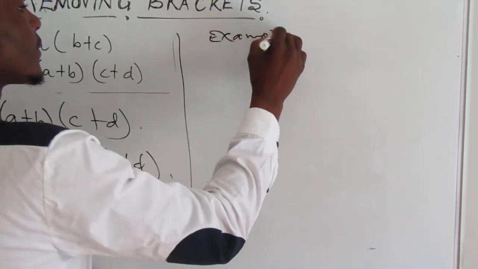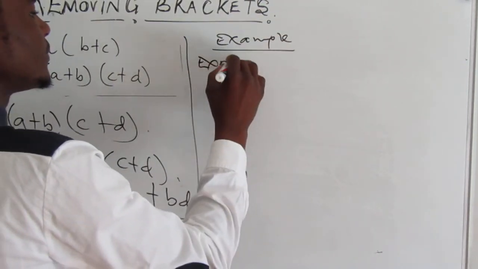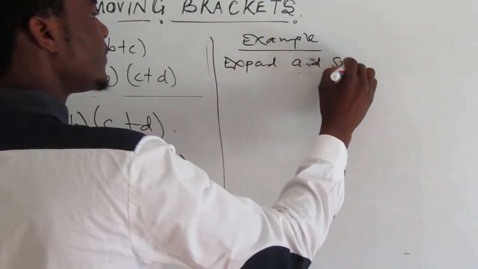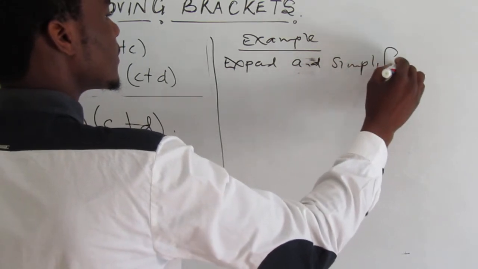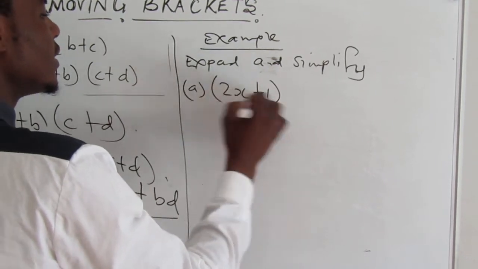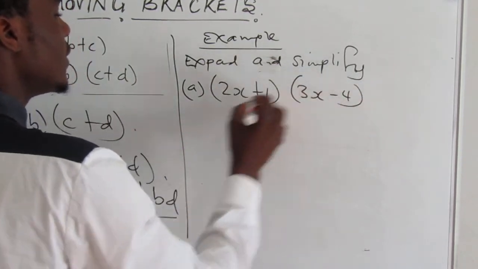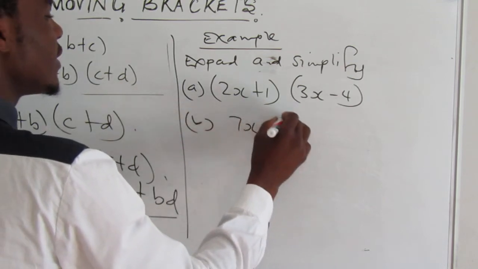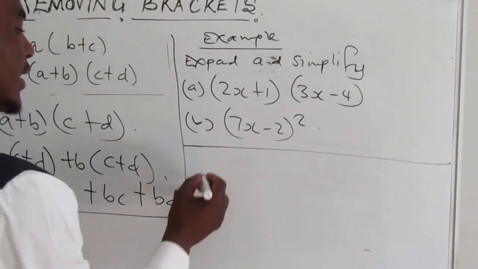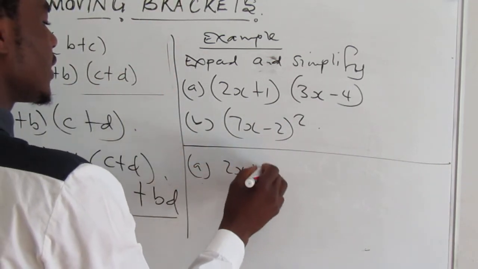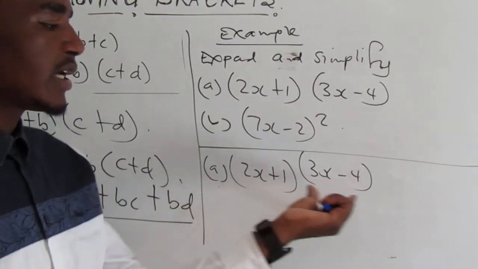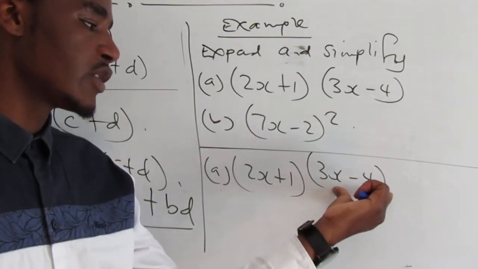Example: expand and simplify. A, (2x plus 1) times (3x minus 4). Part B, (7x minus 2) squared. Right, let us look at part A. Part A, (2x plus 1) times (3x minus 4). Right, this is an expression times an expression.